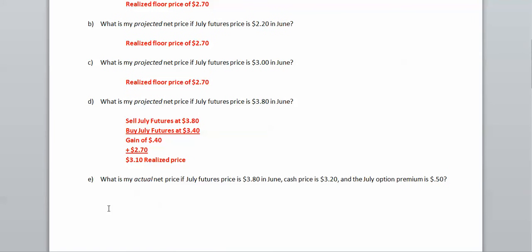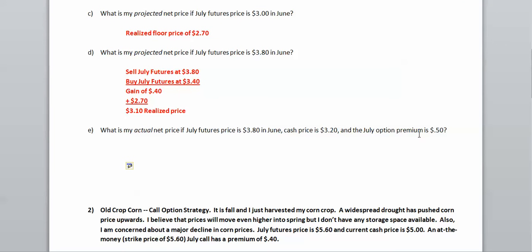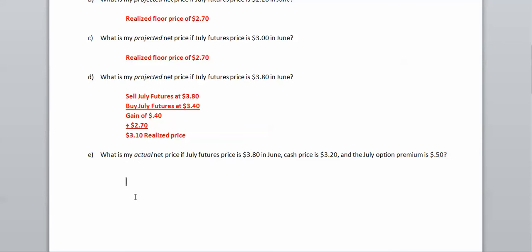Well, in reality, what we're going to do is sell that option back because we want to capture some extrinsic value also. In this case, the July option premium is now 50 cents. If we exercise the option, we gained 40 cents. That's how we projected that realized price of $3.10. In reality, though, the price of this option is going to go up even further. In this case, it went up to 50 cents. Why? Remember, options are bought and sold just like underlying futures contracts. So in this case, the traders are willing to pay 10 cents over exercise value, in other words, extrinsic value, and therefore, if we sell it, we are going to gain that extra 10 cents. So we sell the option for 50 cents.